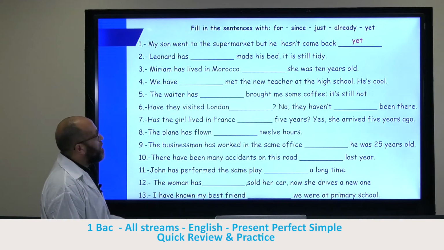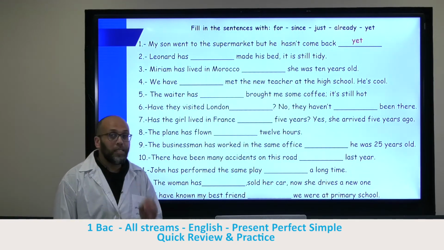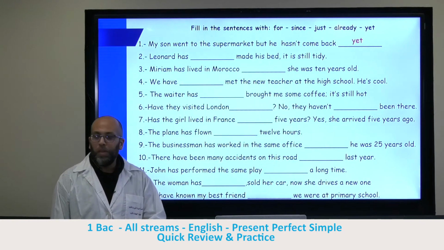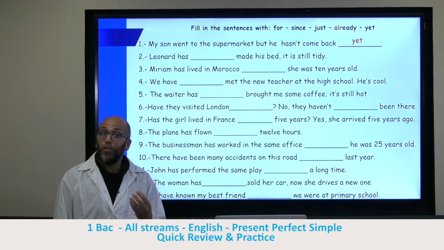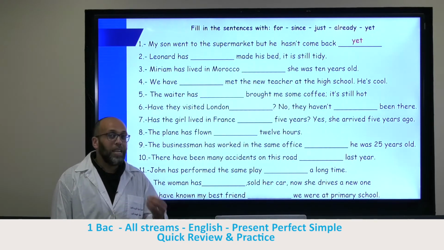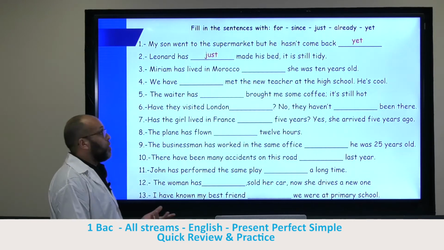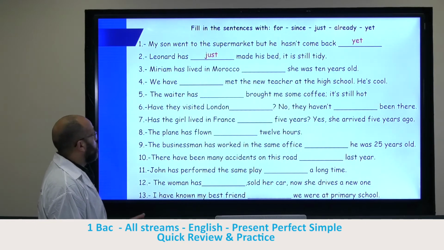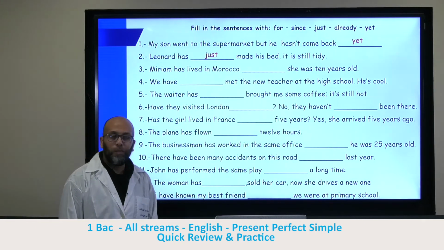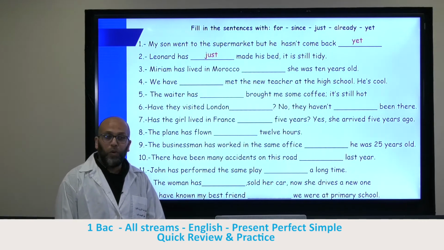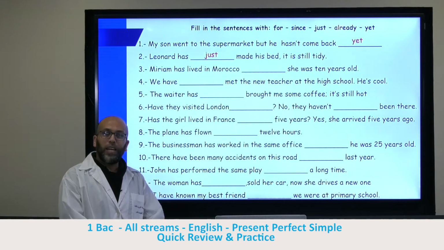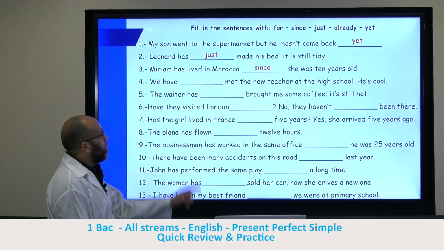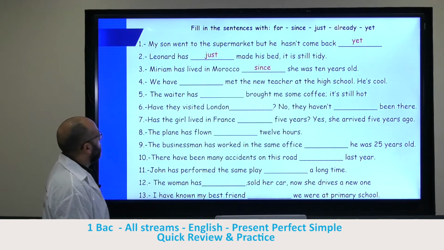Leonard has made his bed. It is still tidy and organized, which means the action of making the bed is still new. So it's an action that has just happened. So Leonard has just made his bed. It is still tidy. Miriam has lived in Morocco since she was 10 years old. So when she was 10, she came to Morocco, and she is still there. It's an action that started in the past and still goes on. So we need since. Since that time, she has lived in Morocco.